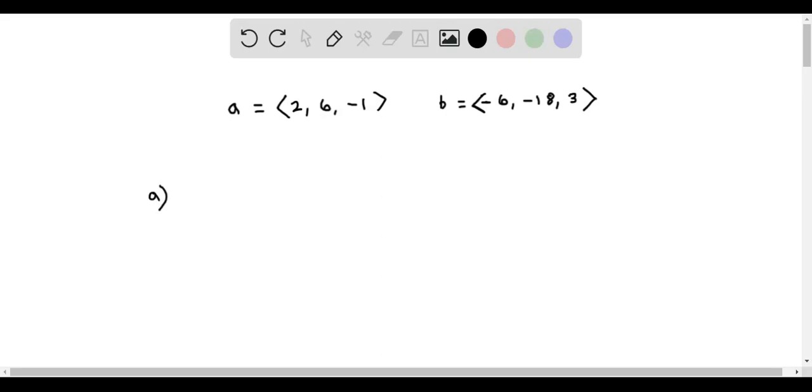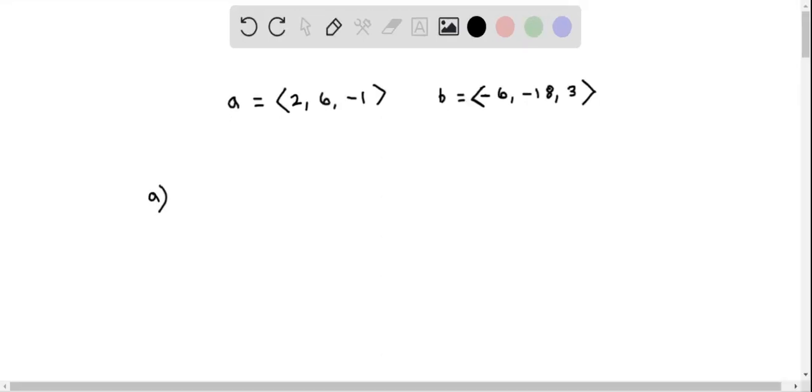In part A, we determine if A vector and B vector are parallel to each other. So we see that two vectors are parallel to each other if one vector is represented as a scalar multiple of another vector. Let's see if this could be worked out for these two vectors.